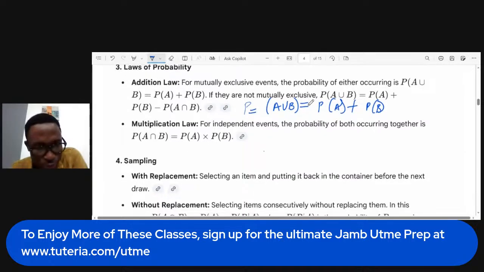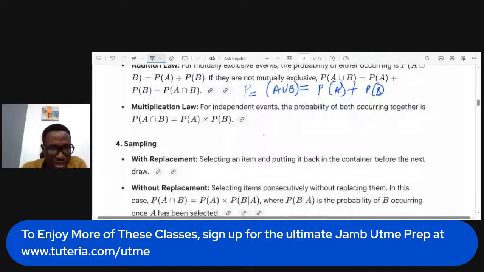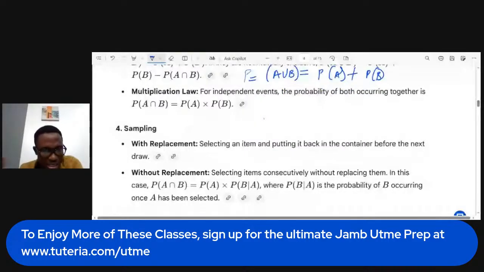Multiplication law. All right, the multiplication law says for independent events, the probability of both occurring together is P of A intersection B equals P of A times P of B. I will explain that. For independent events means two events are independent if they are not dependent on each other. One occurring doesn't affect the other one from occurring. That's what we mean by independent events. So multiplication law deals with that because you are dealing with independent events.